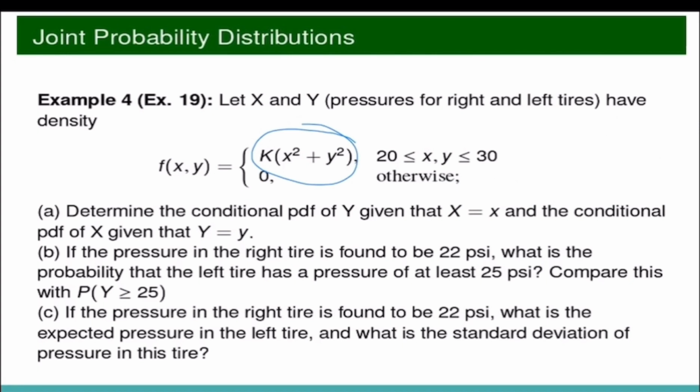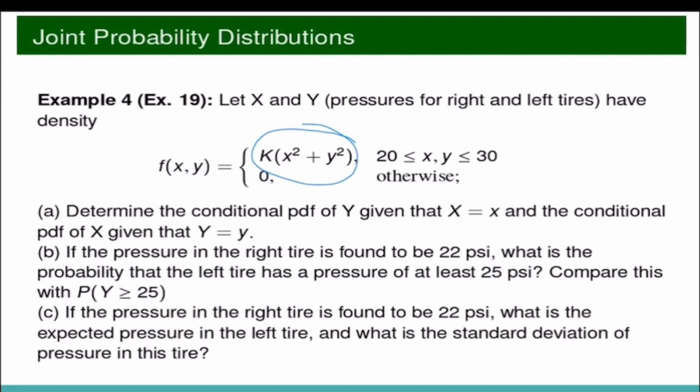If you want to go about solving this problem, you can start by first figuring out what your k is. When you decide on your k, you can answer any other questions here, even though I can do it without deciding on k. But if you want to follow what I've done in class, I advise that you first decide on your k before moving forward. Question A says to determine the conditional PDF of y given that x equals x.